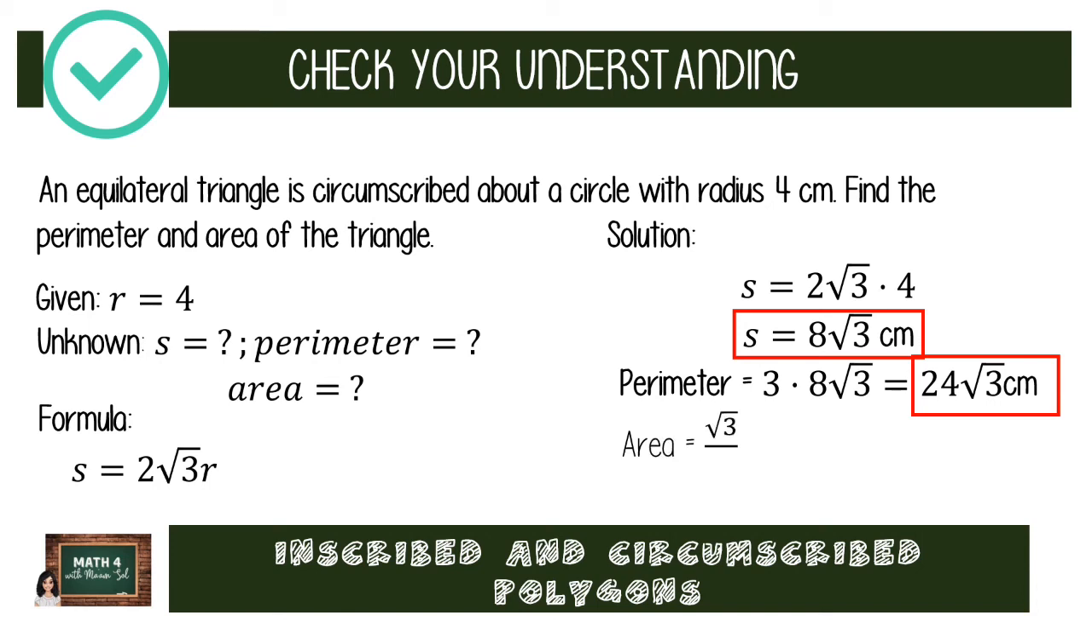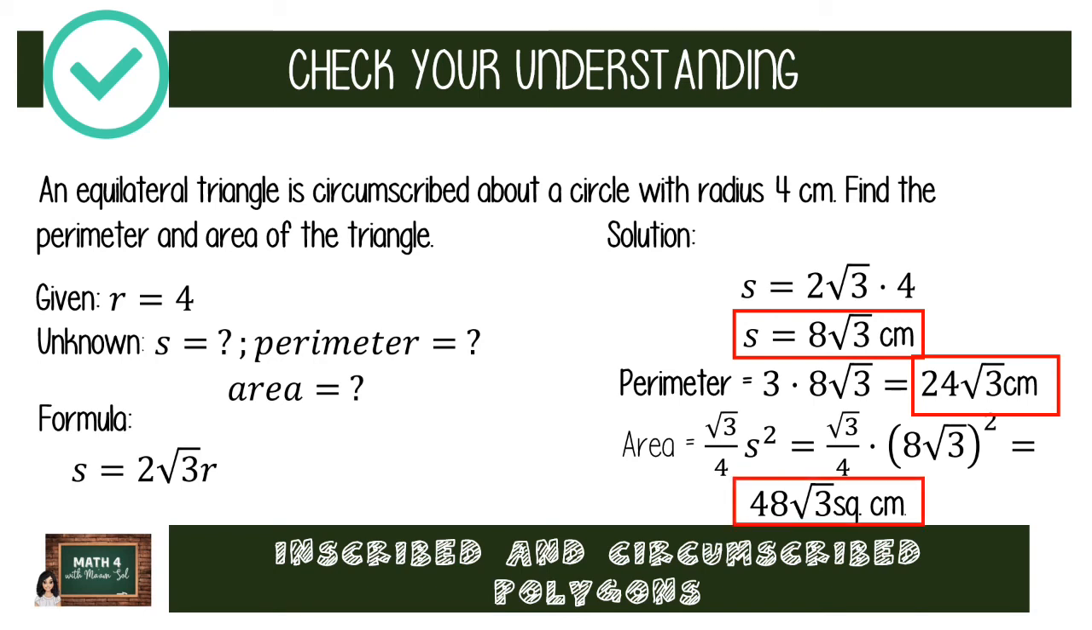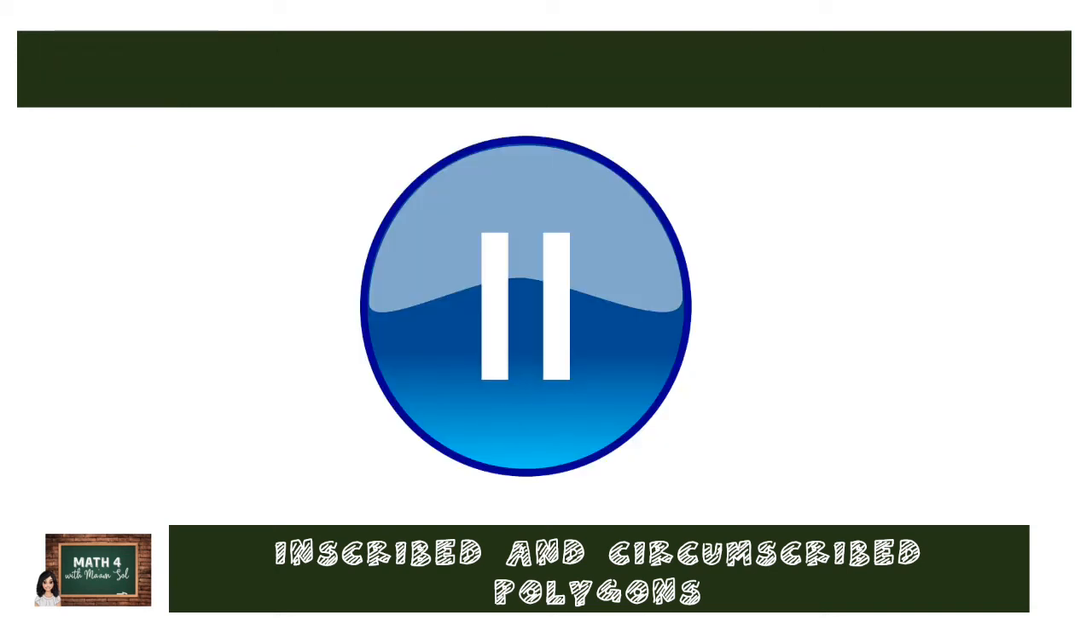So the area is equal to the square root of 3 over 4 s squared, and that will be square root of 3 over 4 times 8 square root of 3 quantity squared, or 48 square root of 3 square centimeters. Thus, the desired quantities are the perimeter, 24 square root of 3 centimeters, and the area, 48 square root of 3 square centimeters. Before proceeding, let us summarize what you learned in your notes.